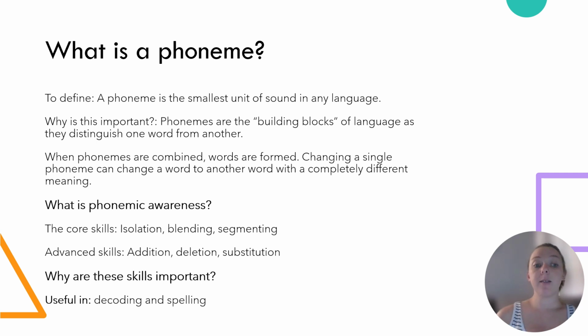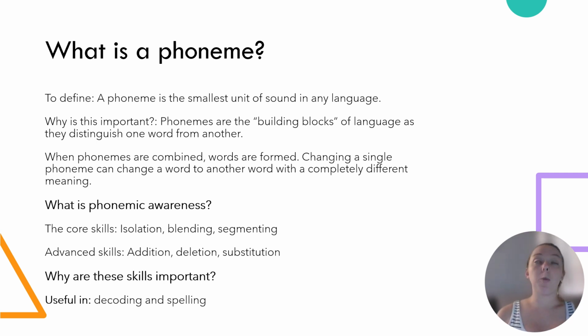What is phonemic awareness? There's a large umbrella that falls over phonemic awareness, but the core skills are isolation, blending, and segmenting. With isolation, I'm going to give you a word. We already used cat, we'll use it again. What is the end sound in cat? Cat. It's t, there you go.